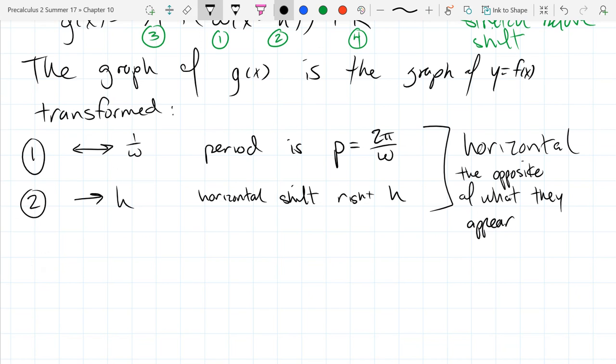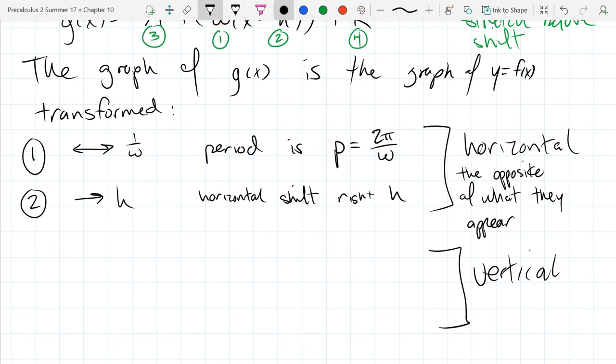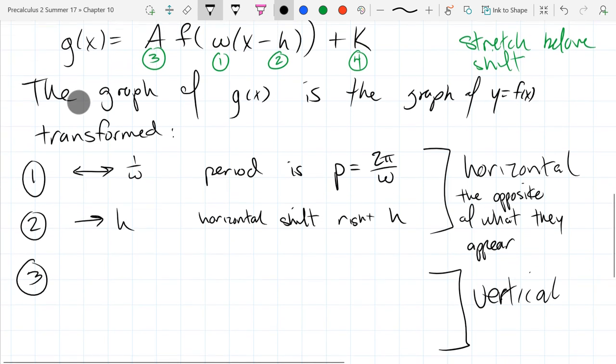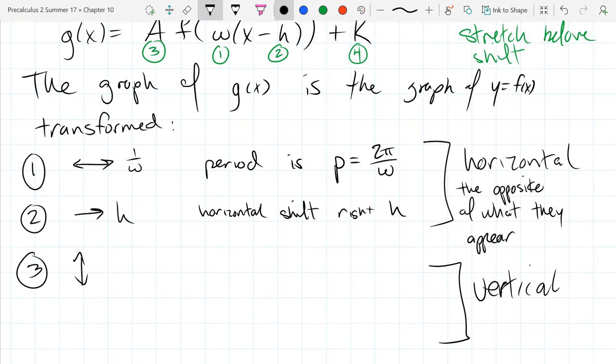And next up we've got vertical. And these are usually easier because they're exactly what they look like. So the third thing we're going to do is stretch vertically by A, and this is also known as the amplitude.